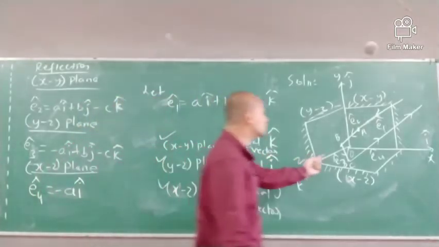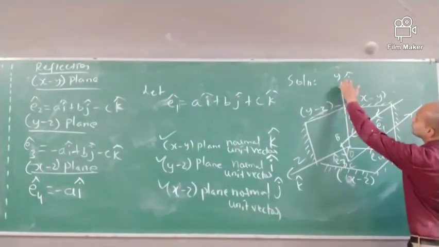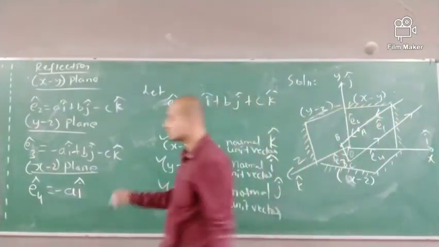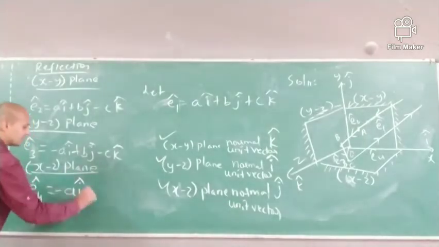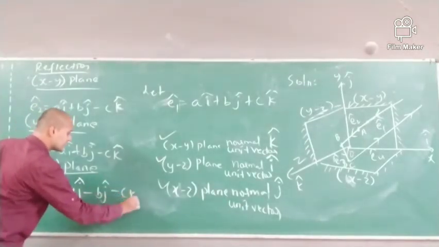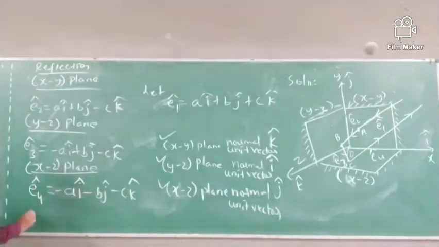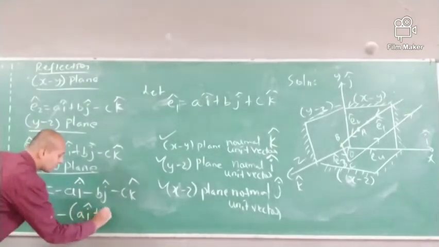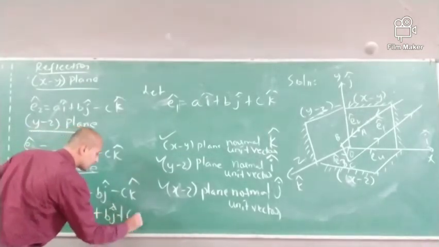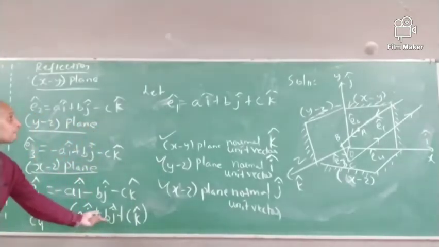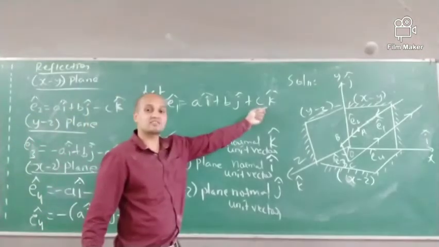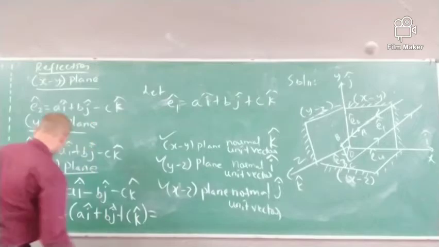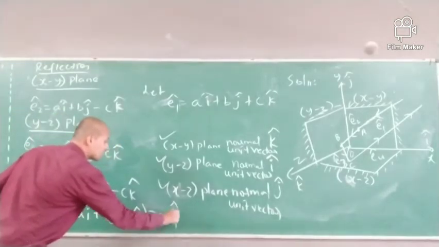What is the component which is changing here? See, the normal line to this mirror is J. The J component is the only component which is changing. So minus A I cap, minus B J cap, minus C K cap. This is the emergent ray, which is nothing but minus of A I cap plus B J cap plus C K cap. What is this? It is nothing but E1 cap. Correct? So this will be equal to minus E1 cap.